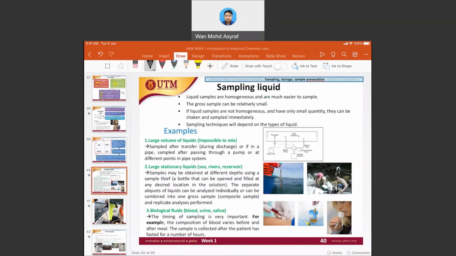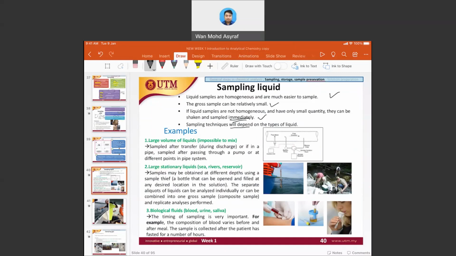Liquids are much more homogeneous as compared to solids. All right, the gross sample can be relatively small. If the samples are not homogeneous and have small quantity, they can be shaken and sampled immediately. For example, if you take some river water, sometimes at the bottom part of the sample, you have some sort of sediment. So usually for this kind of sample, you just shake it and then we have a much more homogeneous sample. All right. Sampling techniques will depend on the types of fluid.